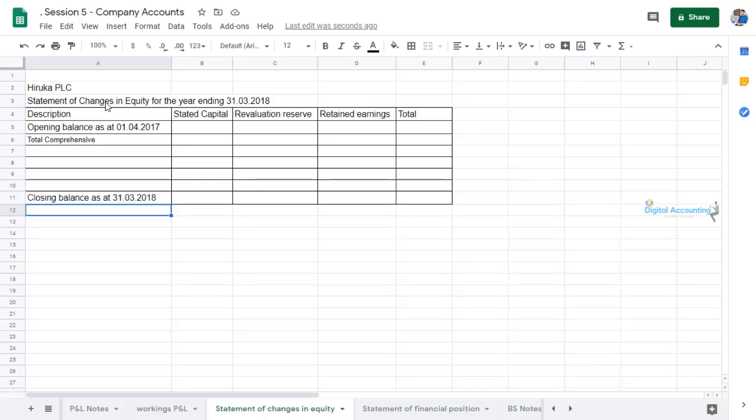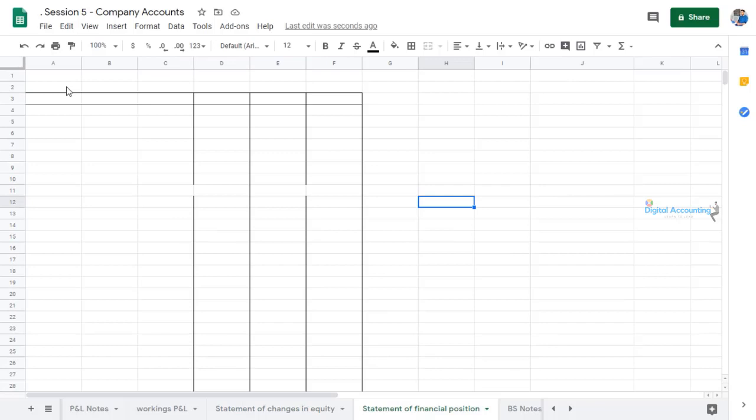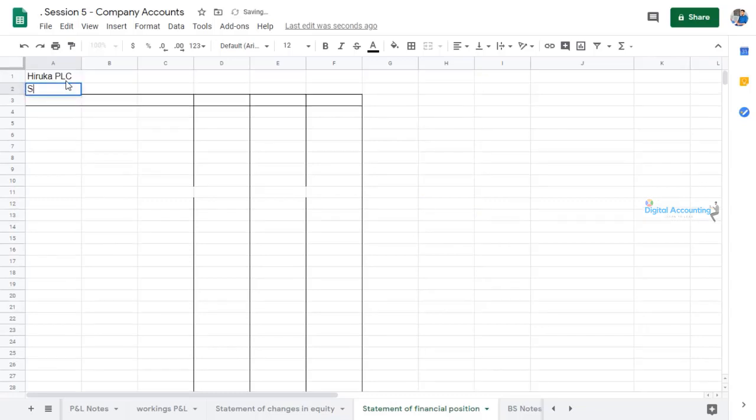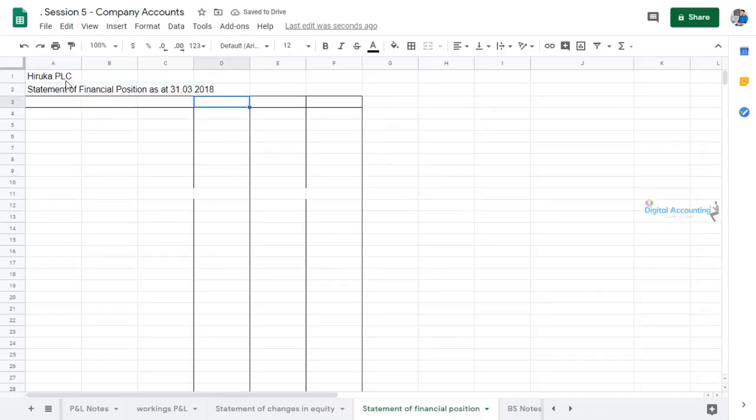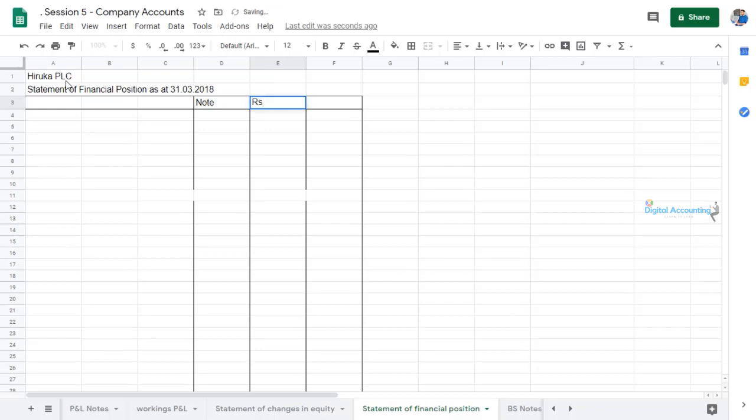Then financial position. Here also you can earn 1 mark for the correct title of the statement. So Hiruka PLC, statement of financial position as at 31st March 2018. The first column we will leave for note, and the second column for ₹1,000, third column also for ₹1,000. So there is a standard format for every balance sheet.